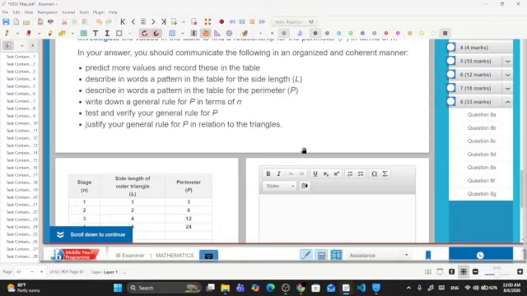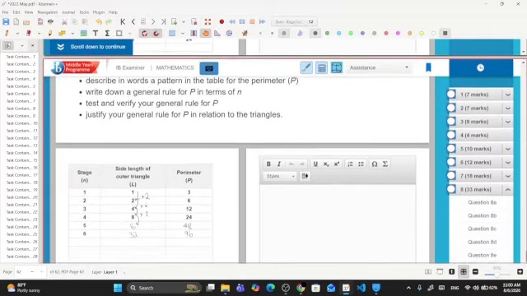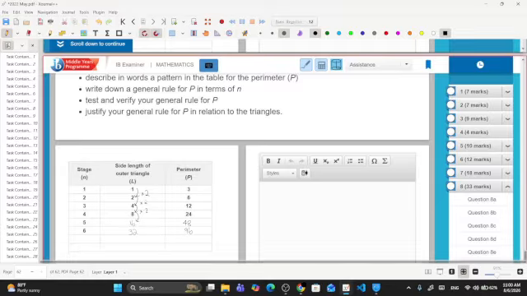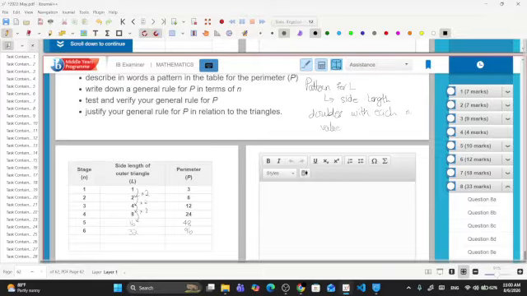Describe in words a pattern in the table for the side length L. So a pattern for L includes the idea that the side length essentially doubles with each n value. All right, that's a pattern.